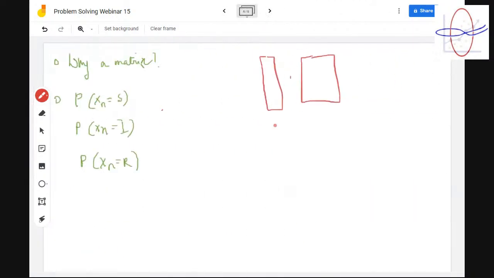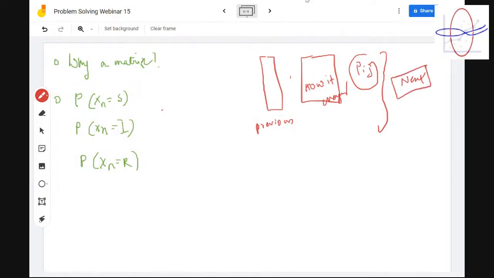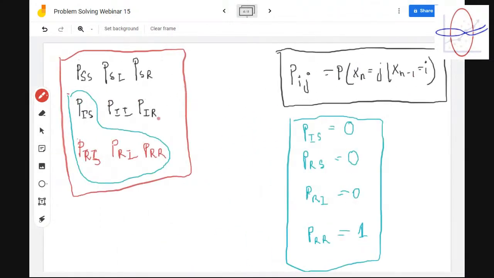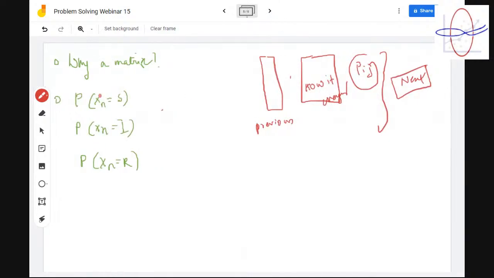So we know the previous step, and we know how it changes using the information P_ij. From this we will understand what the next step is. This is the basic idea of a Markov chain. We know the previous step, and we know how it's changing by the probabilities we have shown here. From that we will understand the next step, and for that we will be using conditional probability. Okay, you can understand it.